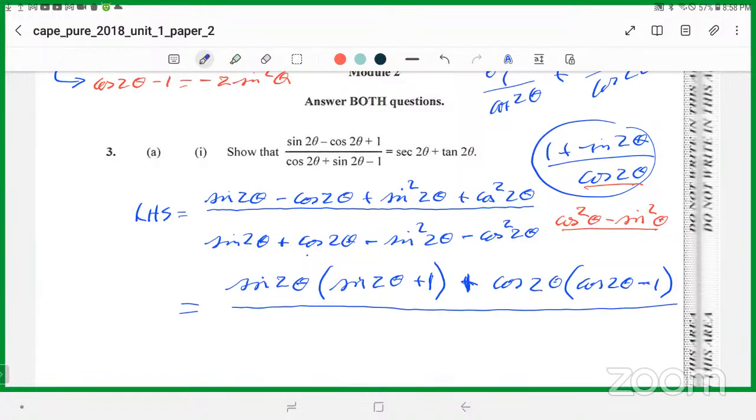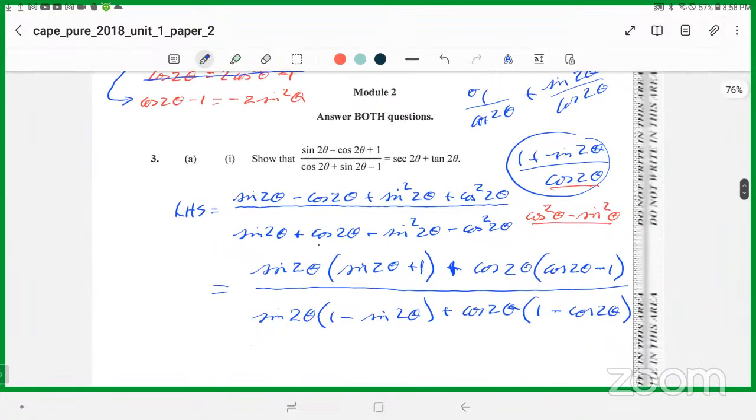Factorize sine 2 theta, that's this one and this one. This time I would get 1 minus sine 2 theta. That's this and this. I'm going to factorize cos 2 theta. I will get this and that. So I will get 1 and minus cos 2 theta. It's giving me too much stuff. It's not working out.